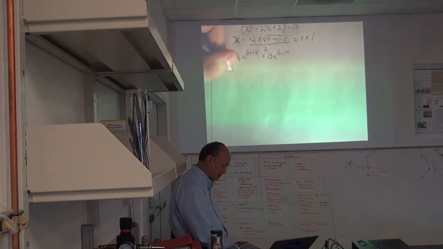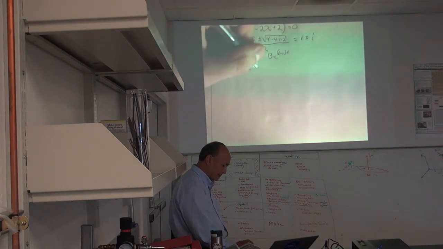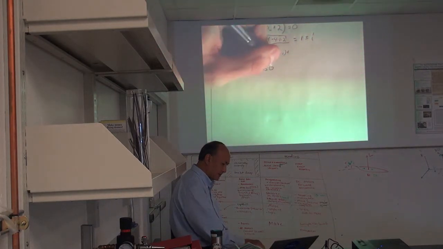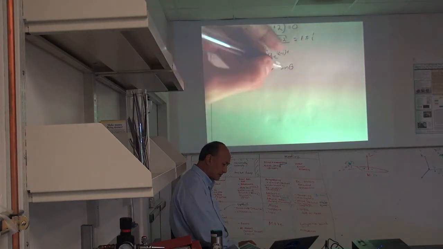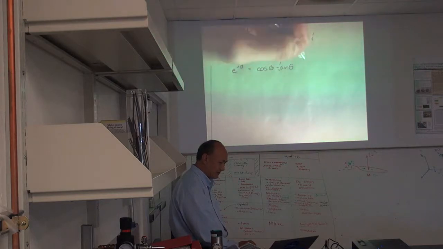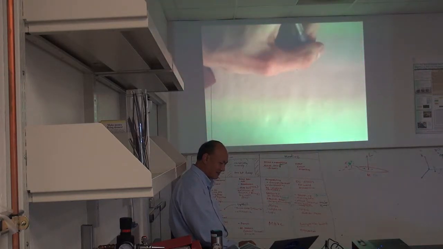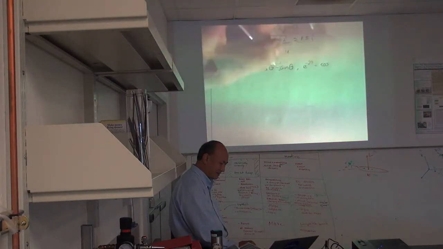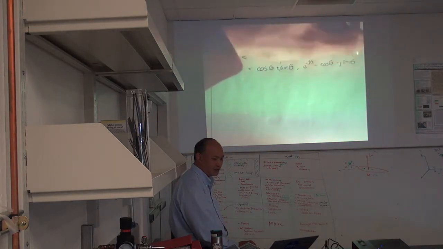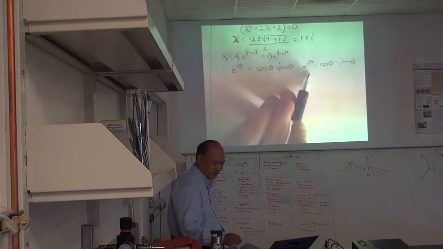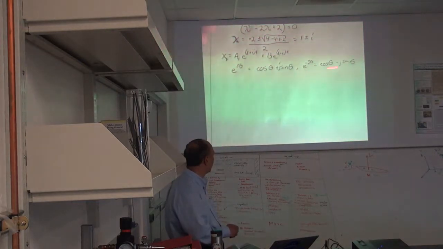His formula says that e to the j theta is equal to cosine theta plus j sine theta. And then similarly, for the negative, we have e to the negative j theta equals cosine theta minus j sine theta. These are Euler's identities, formulas, or whatever you want to call them.